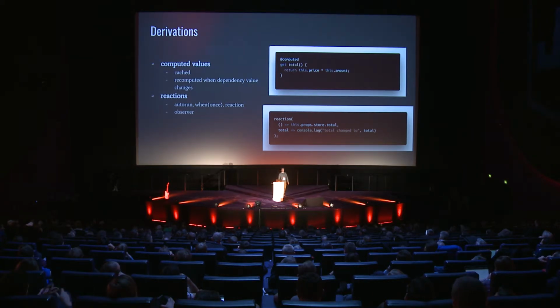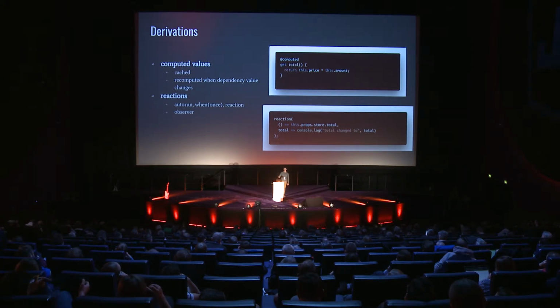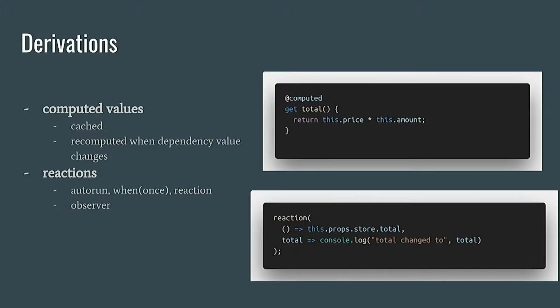The second type of derivations from your data are reactions. So we are observing the data from the store, and we are running some side effect. For example, on the right bottom, we are observing the total value from the store, and we are producing a side effect of consoling out this total when it changes.